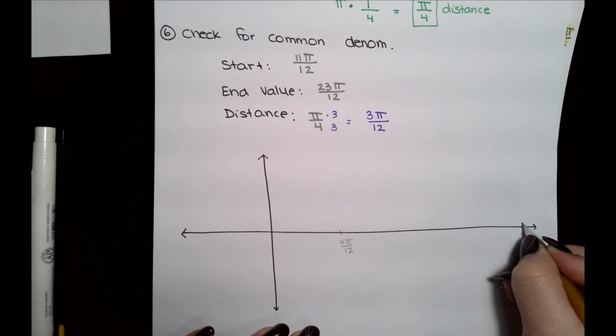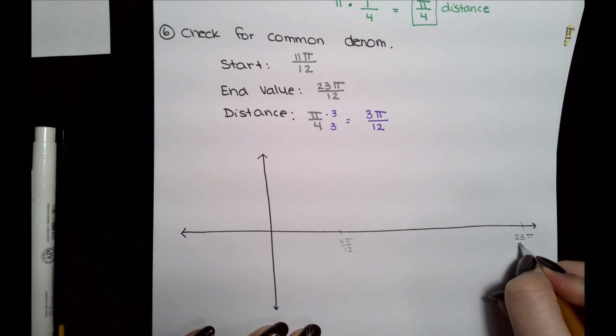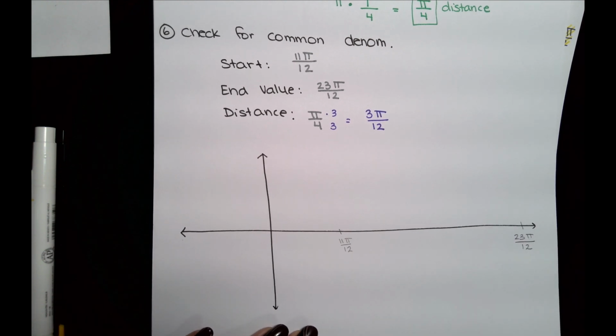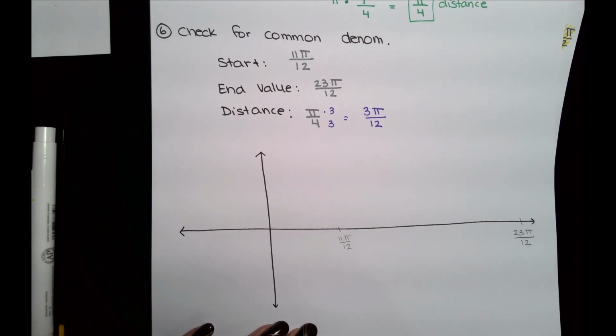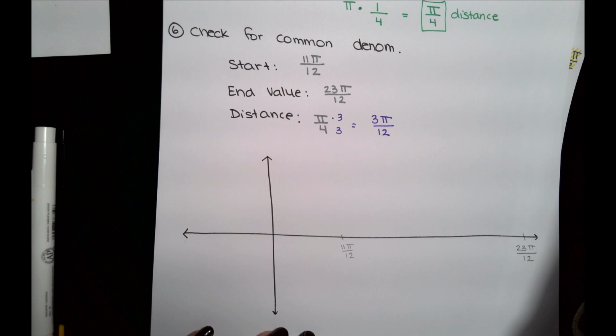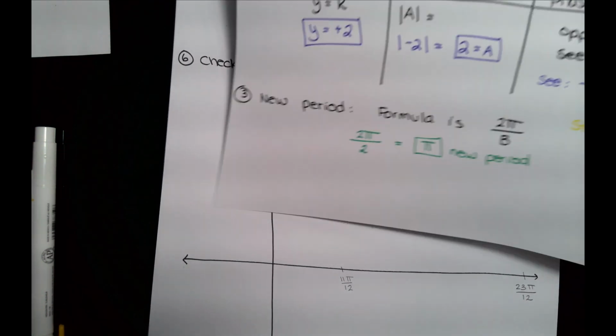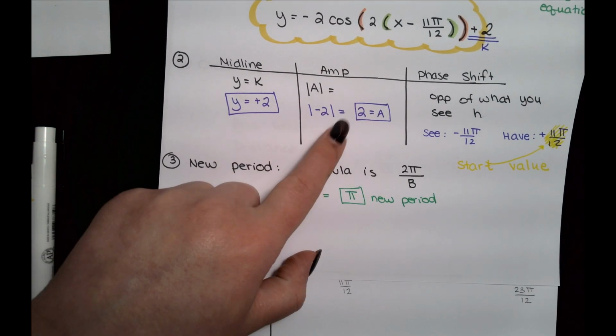Where you end is going to be 23 pi 12. Okay. I marked this out just to show you our start and our end, but I'm actually going to go back to step number 2 and look at my midline and my amplitude.